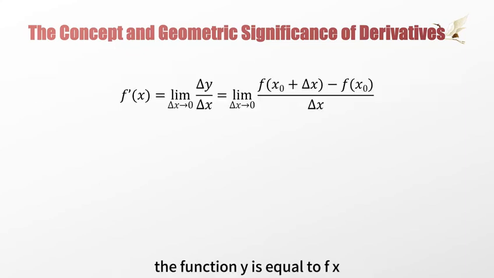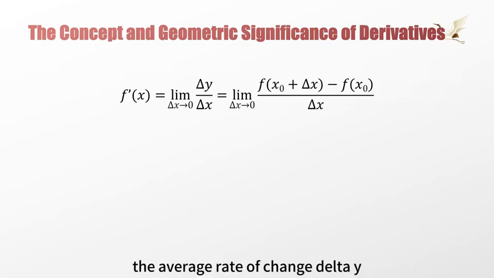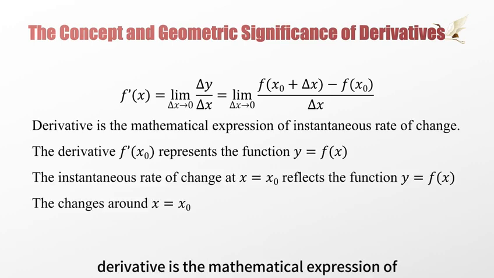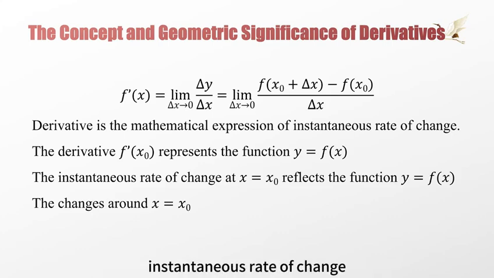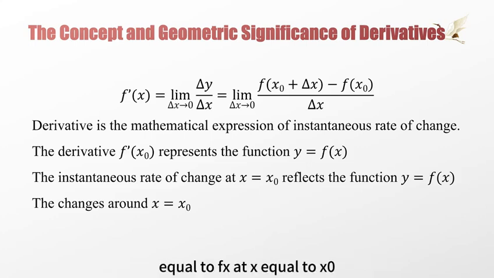For the function y equals f(x), the derivative at x equals x0 is equal to the limit, as delta x approaches 0 infinitely, of the average rate of change, delta y over delta x. When calculating, we can first find the expression for the average rate of change delta y over delta x, and then take its limit. Derivative is the mathematical expression of instantaneous rate of change. It represents the instantaneous rate of change of the function y equals f(x) at x equals x0, and reflects the variation of the function near x equals x0.